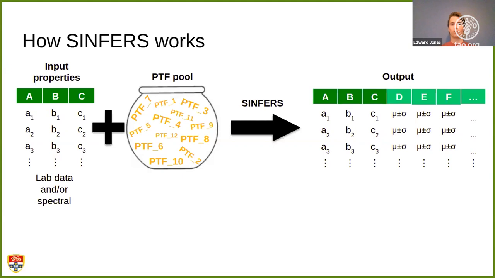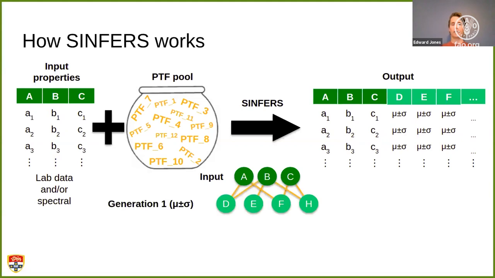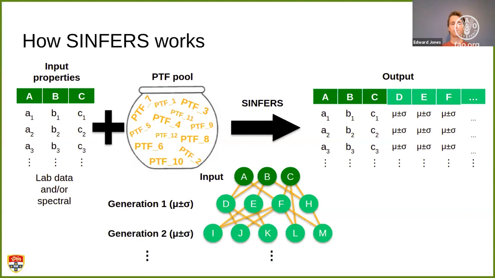When we run SINFERS, it'll first identify the input properties that we have. Then it will search through our PTF pool to determine which PTFs can be run using these initial properties. We then execute these PTFs, which gives a new set of properties with quantified uncertainty, in this, the first generation of SINFERS. As this is a dynamic implementation, it will automatically update depending on the PTFs that we have available in the pool. And now after this first generation, we have a larger number of available properties, which means new PTFs can be run in the second generation.